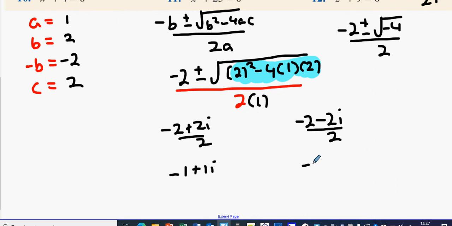And the other one? Minus 1 minus i. Have you noticed that one answer is always the conjugate of the other? That has to happen every time. Every single time you get one answer, the conjugate is automatically the other answer. Alright.